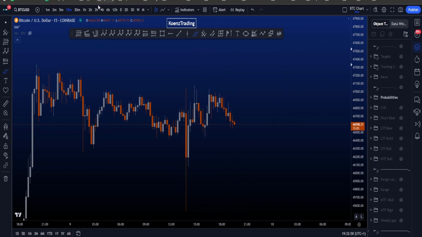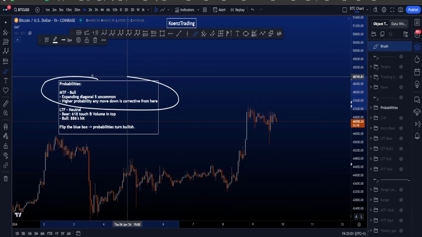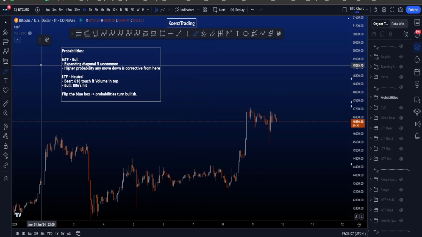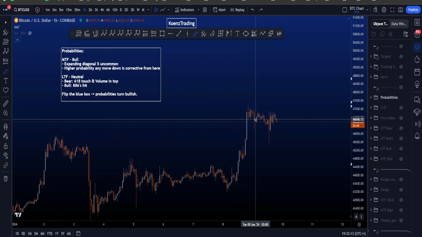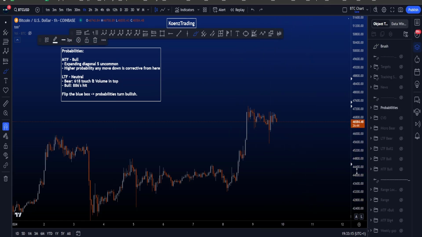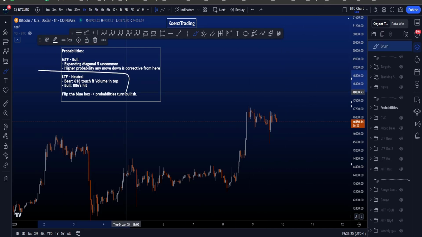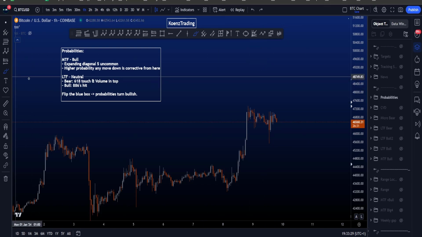So if we then finally go to the probabilities of the different scenarios, then on the medium time frame, the probabilities are still higher for higher prices to come. The expanding diagonal for potential wave 5 is uncommon, therefore not preferred unless all of the other scenarios fail. And even if we get a move to the downside here, the probabilities are higher it's a wave C or another corrective structure, which therefore still has higher probabilities to look for higher prices in the future. On the low time frame, however, the probabilities at the moment are neutral.